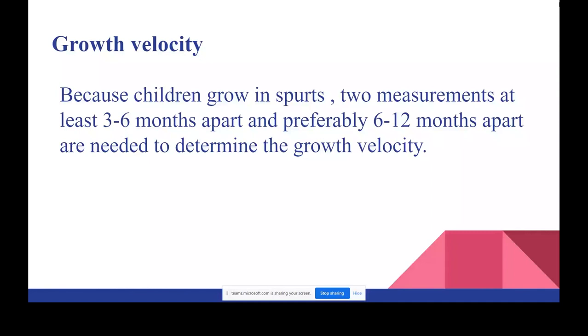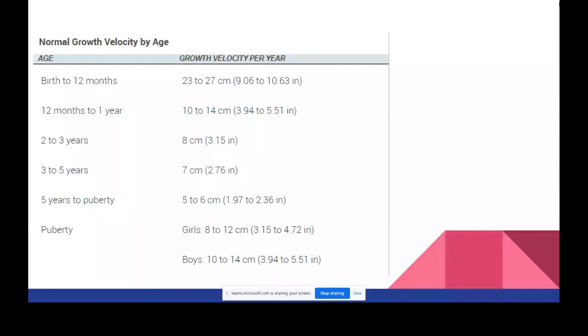Now, if you look at this chart, it shows the growth velocity of children. From birth to 12 months, just see how fast they grow, 23 to 27 centimeters. And from 12 months to 1 year, it is less than that. When it slowly comes over to 5 years to puberty, you can see that growth velocity is decelerating. But when it comes to the pubertal growth spurt, again it rises up. It boosts up, right? So velocity slowly decelerates, and all of a sudden at puberty, the growth spurt, it goes up.